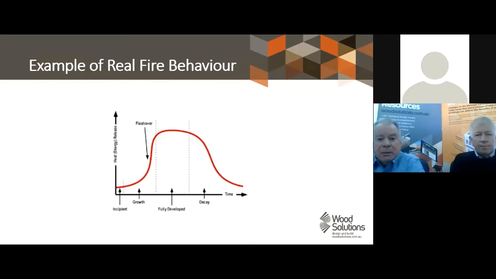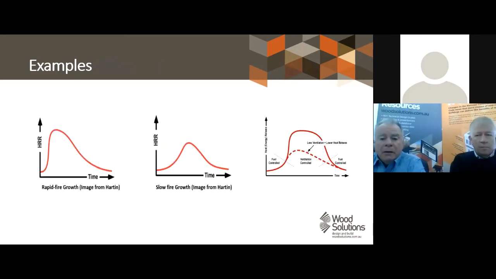So here's an example of real fire behaviour. We're looking at something where we start with a build-up, growth in fire to a point of flashover. You end up with a fully developed fire for a period of time, and then the fire goes into a period of decay and hopefully extinguishment. Different types of curves, once again, just to show rapid fire growth up front and then slower fire growth. And once again, it's the decay going down to extinguishment.